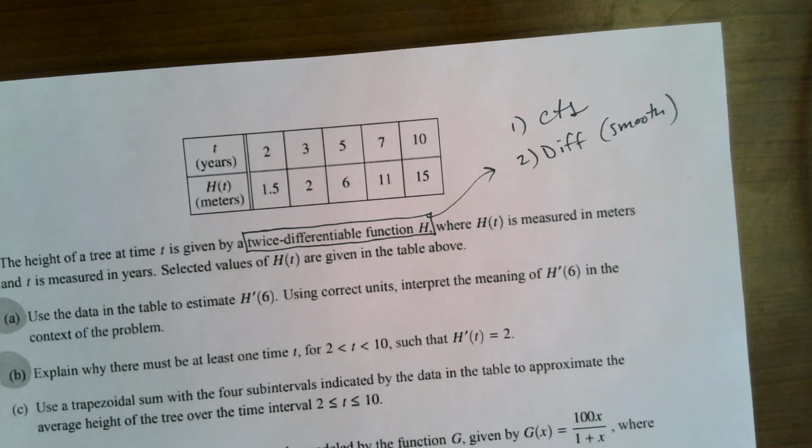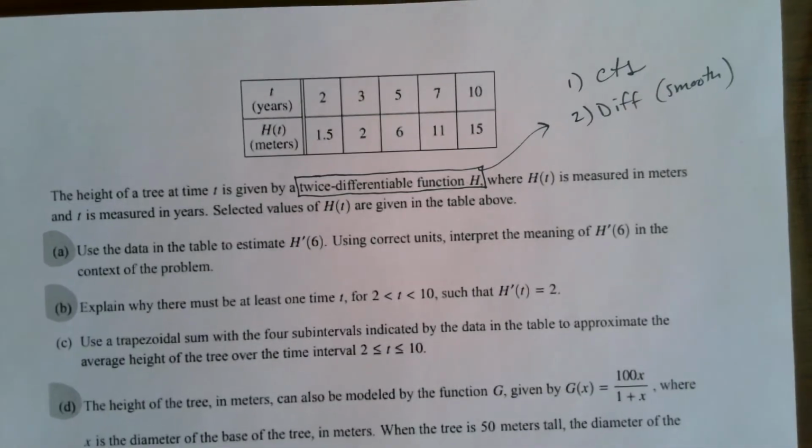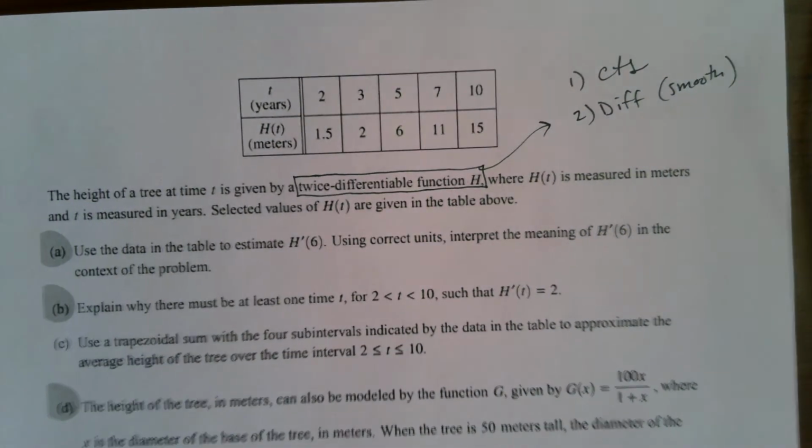Okay, and the reason it's important to notice that is because if we do have to come up with an explanation, our explanation is very likely to start off with "because h is continuous and differentiable," or something like that. All right, so we're going to use the data in the table to estimate h prime of 6, and then, using correct units, interpret the meaning of h prime of 6 in the context of the problem.